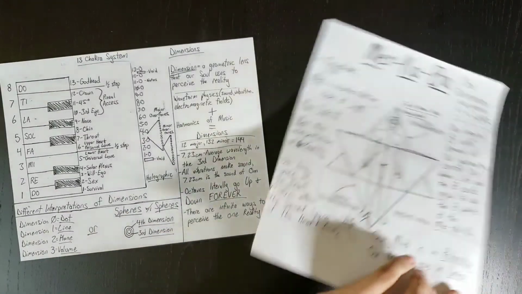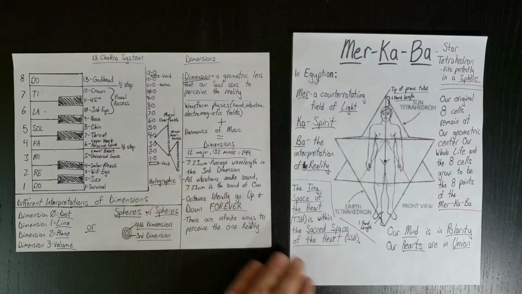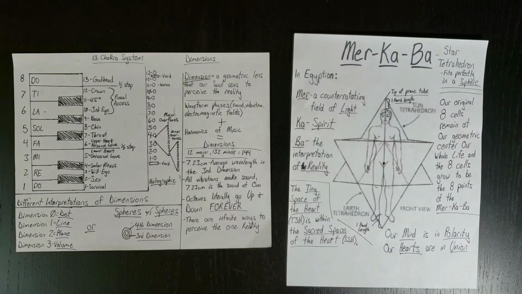Next, I'd like to introduce the star tetrahedron and the Mer-Ka-Ba. A star tetrahedron is two three-sided pyramids merging base to base and facing opposite directions. This creates 8 points, with all 8 points fitting perfectly inside a sphere. So each point will touch the inside of a sphere. The Mer-Ka-Ba is the energetic star tetrahedron that exists around us. And it's been dormant for a while, but it can be activated with the connection to your heart.